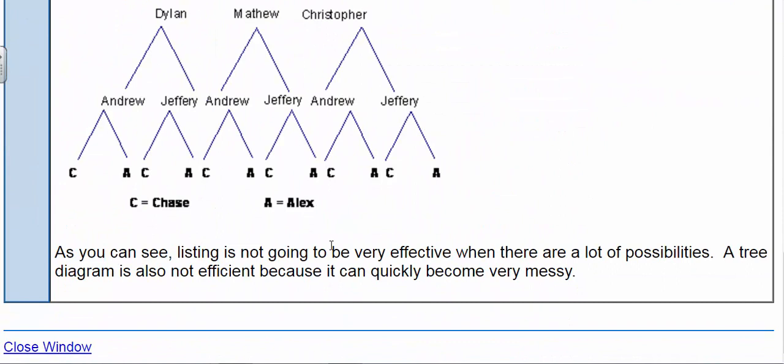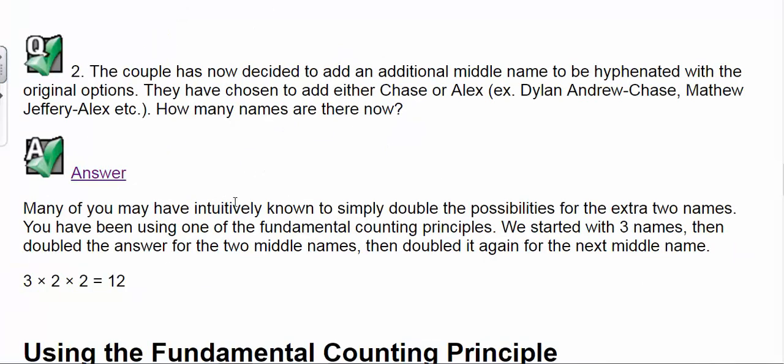Now, a final comment here: as you can see, listing is not very effective when there are a lot of options, and the tree diagram is not that efficient because it quickly becomes messy. We got to the point here where we had to use a single letter to represent the final name because the names start to merge together. So neither of these is a great method, but they both allow us ways to organize things when we don't have another choice, when we don't know what the answer is going to be.